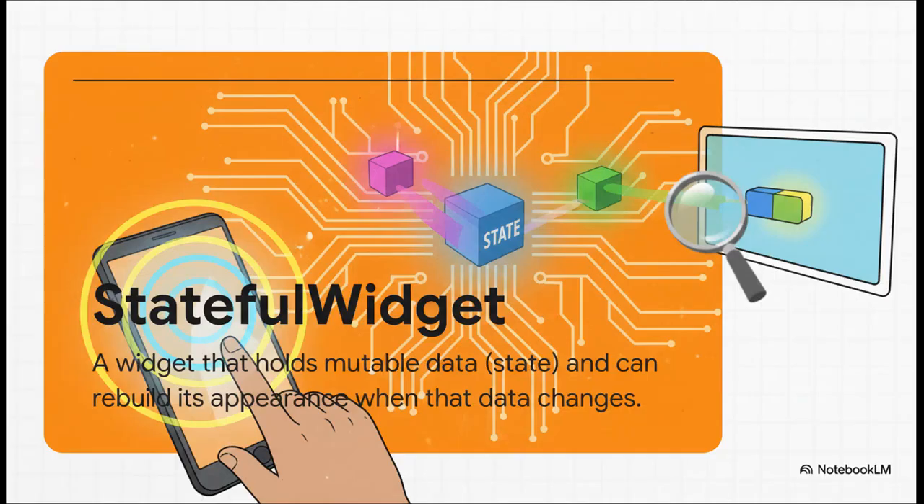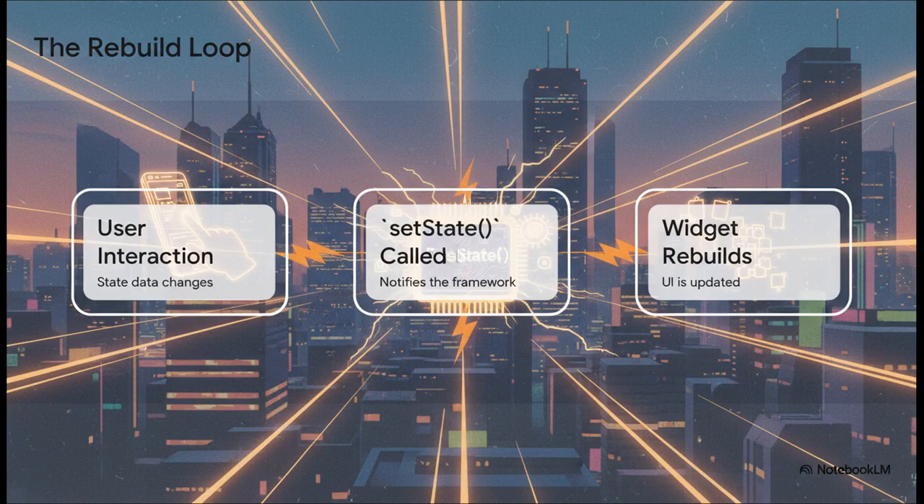The magic ingredient here is something called a StatefulWidget. Unlike a plain old static widget that just sits there, a StatefulWidget has a memory. It can hold on to data, what we call its state, and crucially, it knows how to redraw itself whenever that data changes. And this simple three-step process is basically the engine that drives all interactivity in Flutter.